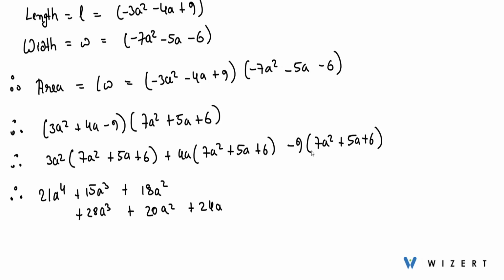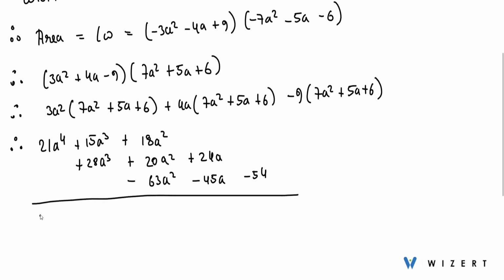So minus of 9 multiplied by 7a square will become minus of 63a square. Then we have minus of 9 multiplied by 5a, which is minus of 45a. And then minus of 9 multiplied by 6 will become minus of 54. Okay. Now let's simplify this.